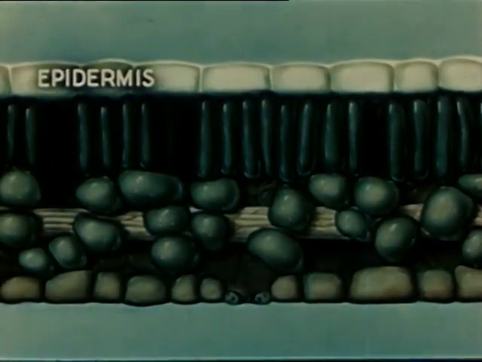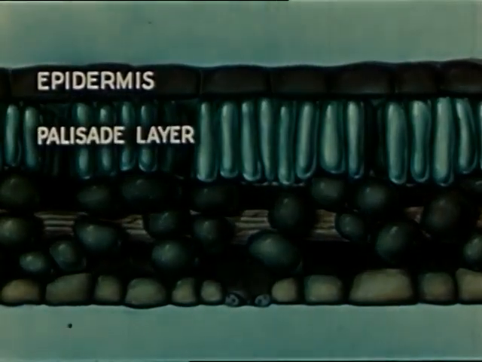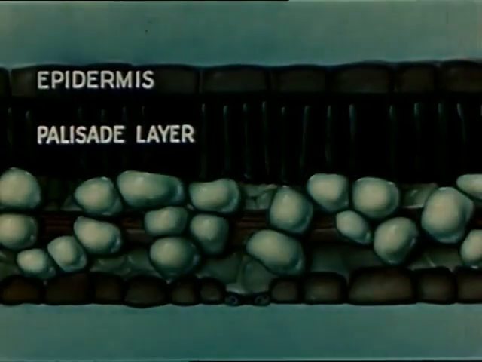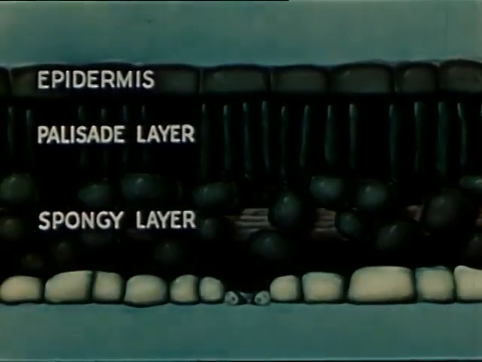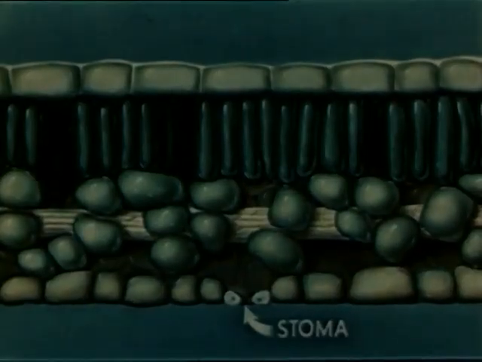Exposed to direct sunlight is the upper skin, or epidermis. Under this transparent surface is a layer of cells like palisades. In this palisade layer is concentrated most of the leaf's green coloring matter. The small green bodies here faintly seen are called chloroplasts. Under the palisade layer is a spongy storage layer, just above the lower epidermis. Here we see in cross-section a stoma, or pore.